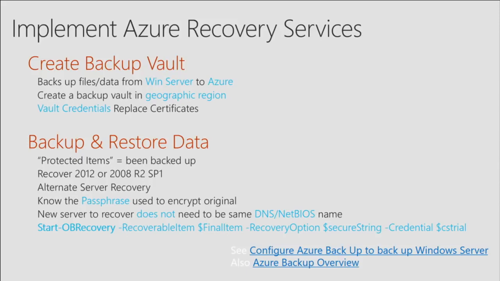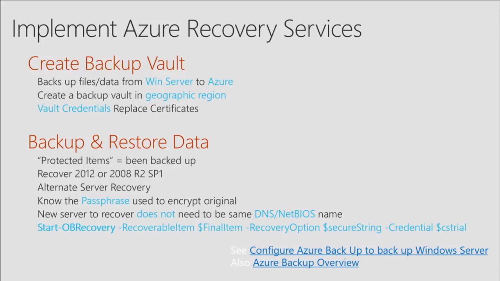You create the vault in a specific region, and it gives you something called vault credentials, which replaces the certificates you would need. If an item is protected, that means it's backed up. I don't know why it doesn't say it's backed up, but it's protected. A protected item is a backed up item. And you can go all the way back to 2008 Service Pack 1 to be a protected virtual machine.